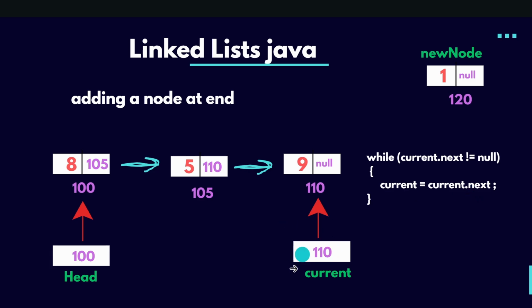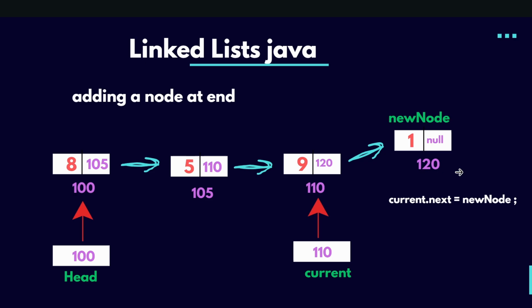After the current pointer is pointing to the last element in the linked list, the next step is to add the new node here with the help of this statement. What is that statement? The current node is pointing to the last one, and we can simply say current.next equals new node. That's it. There is no need of making any other connections, the whole connection has been made. So this is how you can append a new node at the end of the list.